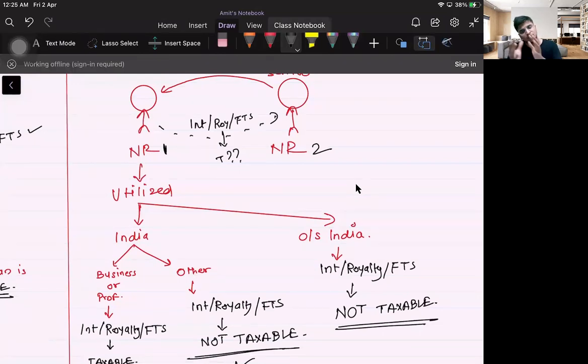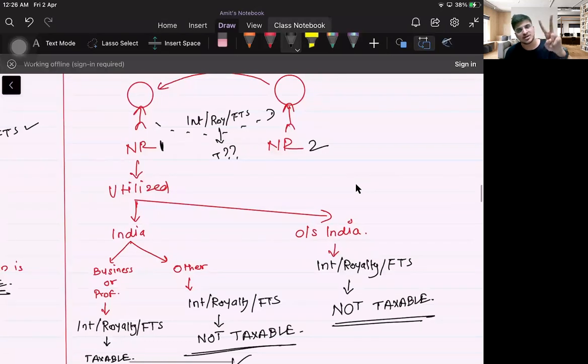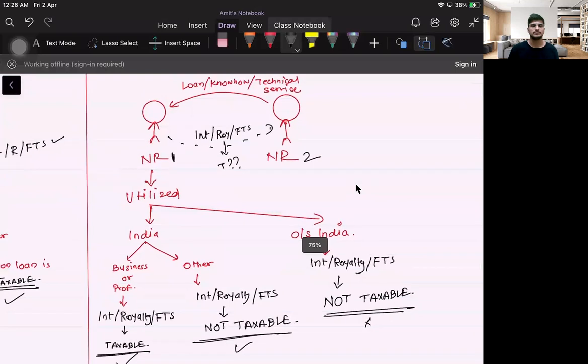In the third case, non-resident 2, अगर non-resident 1 को कोई लोन दे रहा है, नो हाउ दे रहा है, टेक्निकल सर्विस दे रहा है, and if the non-resident 1 is utilizing that loan, know-how, technical service outside India, तो इंडियन गवर्नमेंट को क्यों फर्क पड़ेगा? Then in that case, whatever income that non-resident 2 is earning will not be taxable in India.